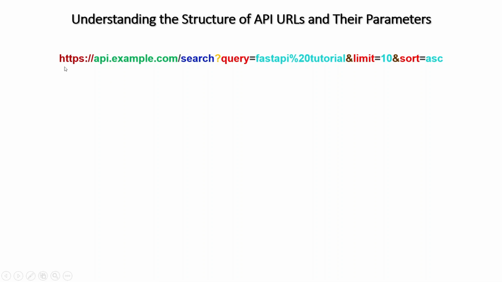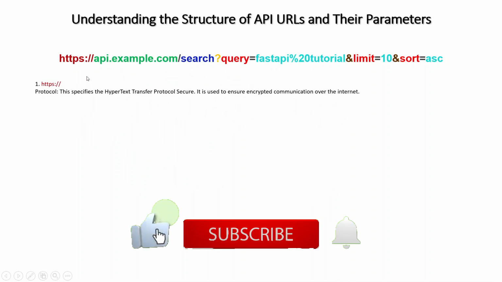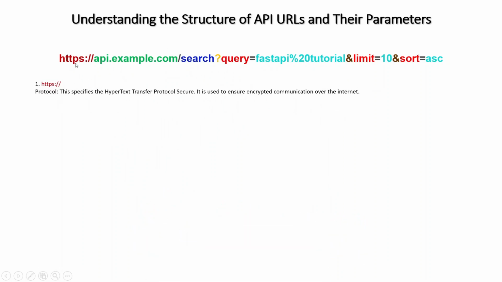The first is HTTPS. HTTPS is a protocol that we are using here, and it stands for Hypertext Transfer Protocol Secure, with S for secure. It is used to ensure encrypted communication over the internet. Another one is HTTP, and that is not secure. Generally we use both, but for security reasons, HTTPS.